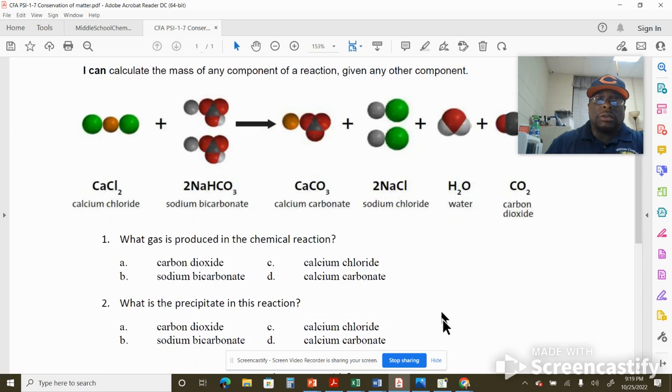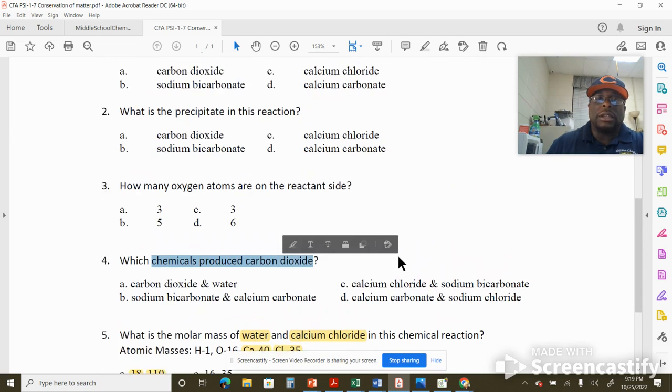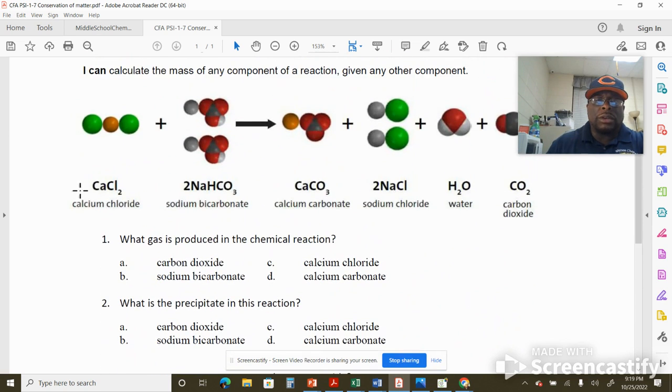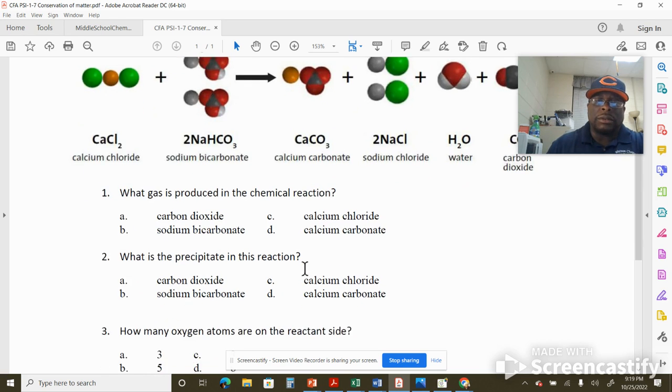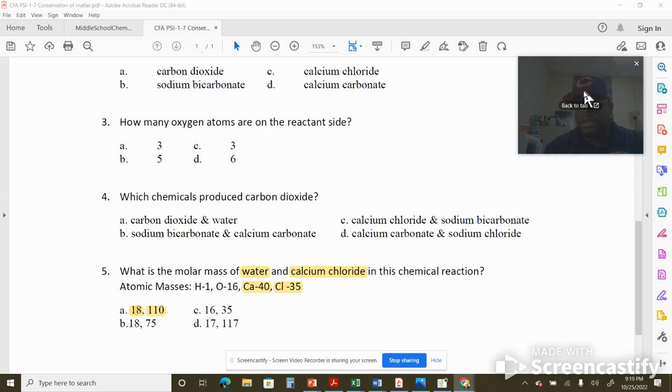Okay, so let's go ahead and roll down to right here. What produced carbon dioxide? Well, these chemicals right here, calcium chloride, sodium bicarbonate, they created all this stuff on the right hand side of the reaction arrow. Okay. And highlight this already. So what's the molar mass of water and calcium chloride? And these are the atomic weights. Okay. I don't have my drawing tools right now. I'm using Screencastify. For some reason they're hating on me today.